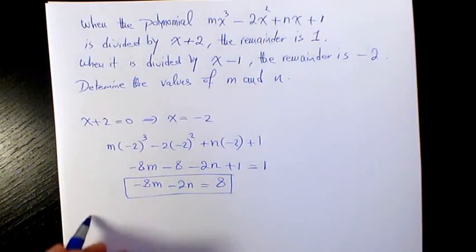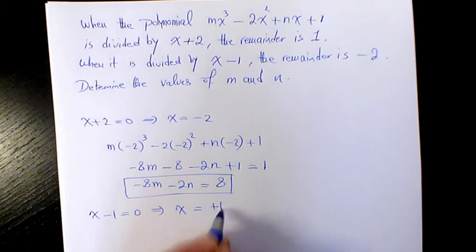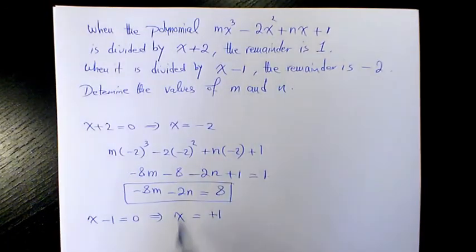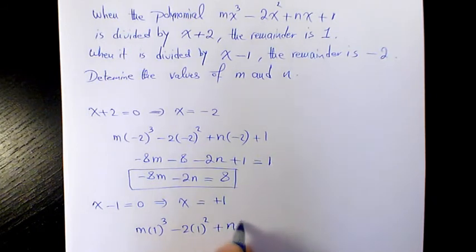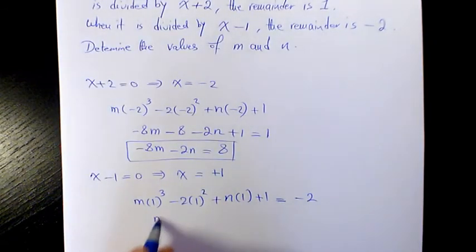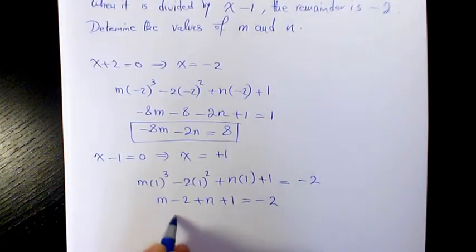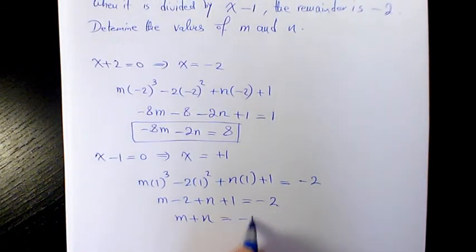The second time we divided by x minus 1, which means that x equals positive 1. So when we sub it there, it's going to be m times 1 to the power of 3 minus 2 times 1 squared plus n times 1 plus 1. That's going to be equal to negative 2. So we have m minus 2 plus n plus 1 equals negative 2. So m plus n equals negative 1.